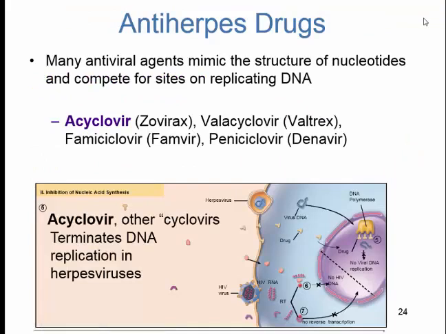Anti-herpes drugs such as acyclovir, there's a whole host of these drugs. Acyclovir is the predominant one that you should consider knowing. And what they're doing is they're terminating the DNA replication. So they're blocking the replication process. And so they're competing for replicating DNA in the virus, so it turns the process off with an analog.